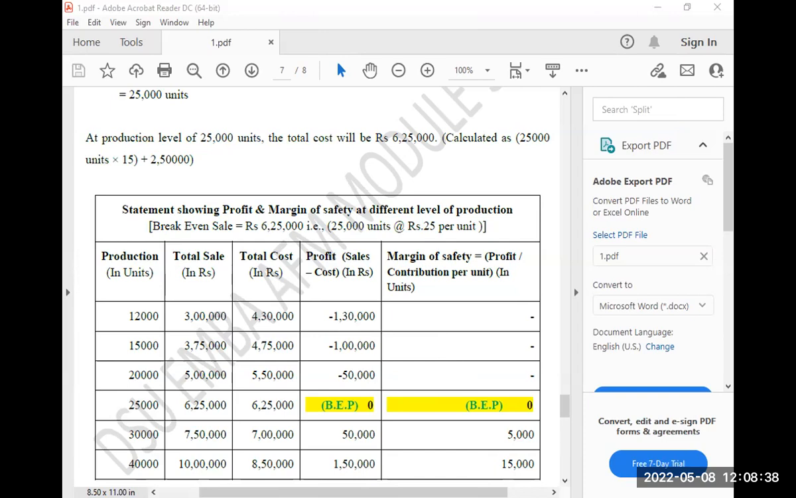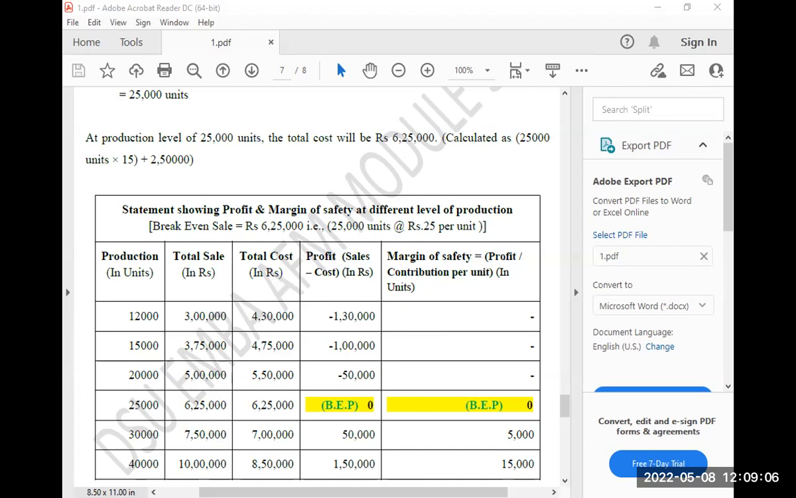Look at the second question. Calculate sales price per unit to bring break-even point down to 1,20,000 units. So they're telling you break-even point should be 1,20,000. If I make a sale of 1,20,000 units, at that time my profit and loss would be 0. If that is the case, how much should be the selling price? Selling price per unit is what is asked.